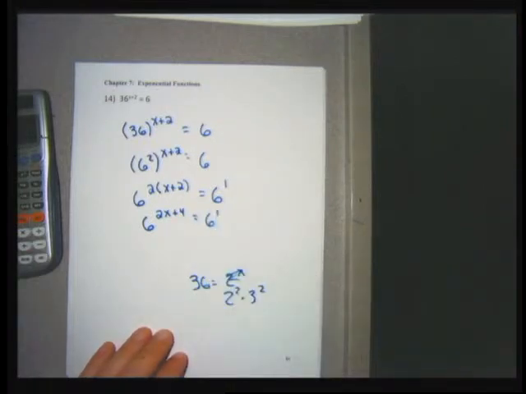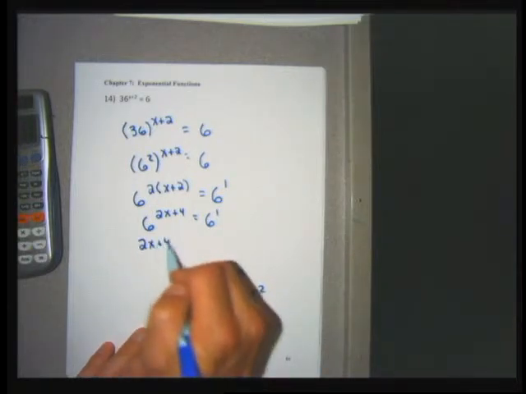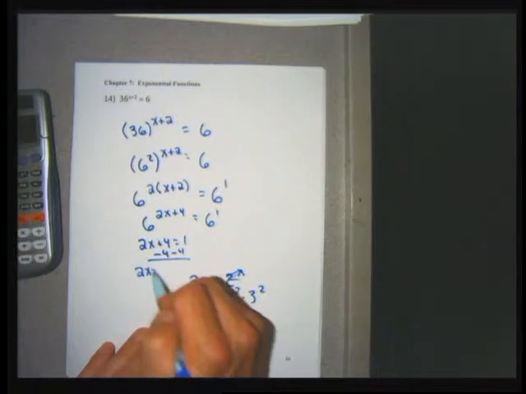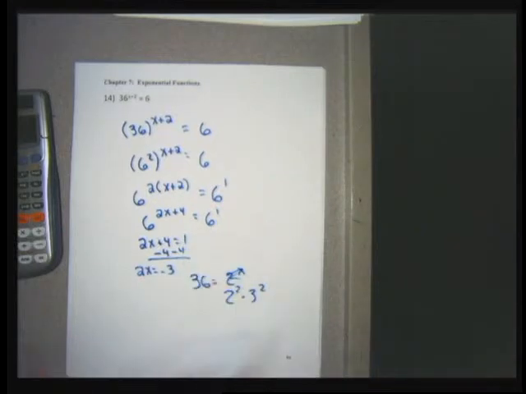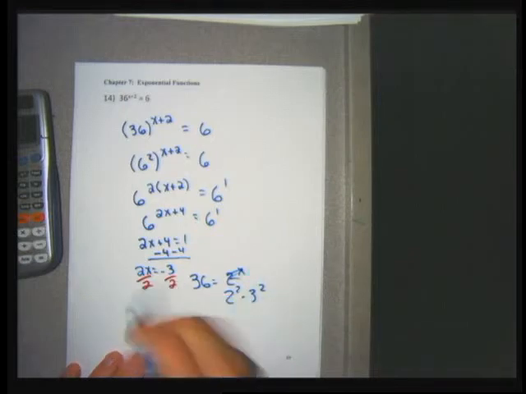So this gives me 2x plus 4 equals 1 because I have the bases the same. So I'm going to minus 4 from both sides. That's going to give me 2x equals minus 3. And then I'm going to divide both sides by 2. And that gives me x equals minus 3/2.